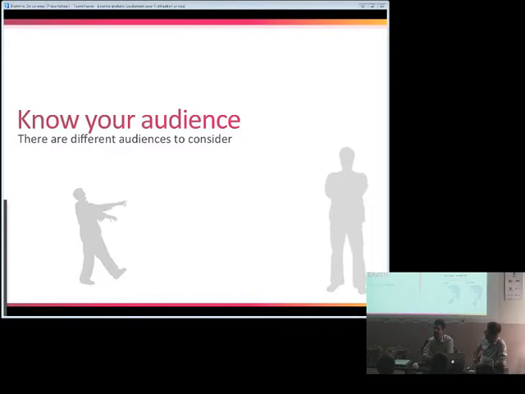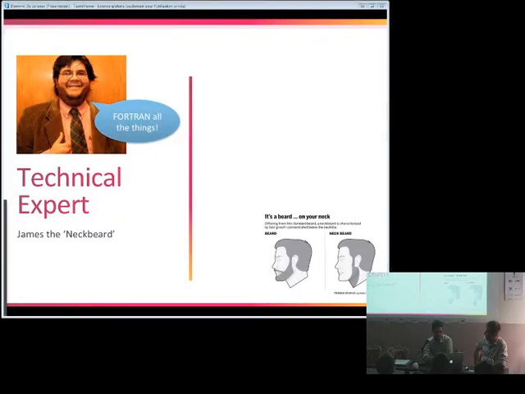The first, and probably the one we're most familiar with, is the technical expert within the organization. This guy here, James, represents the technical architect or developer within the organization, generally responsible for the overall technical direction and strategy for the business. Generally a seasoned developer, he has a lot of programming languages under his belt and has heard it all before, and as a result is very wary of magical solutions.